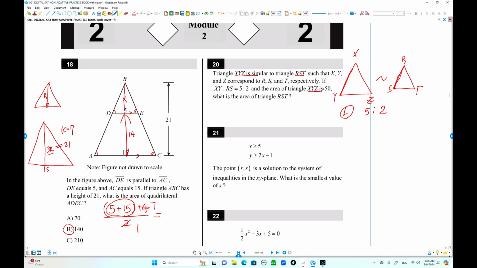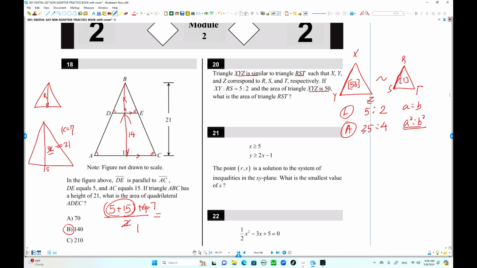So the area of this one is 50. I'm going to use the bracket to represent area. Okay, what is the area of this one? The ratio of the length is 5 to 2. The ratio of the area similarly is 25 to 2 squared, which is 4, right? This is A to B. This is A squared to B squared. That's the ratio of the areas.